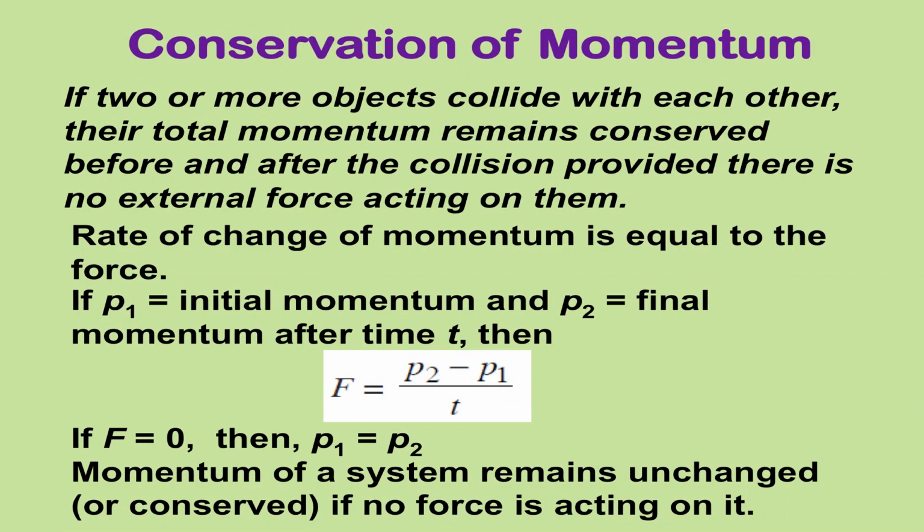According to this law, if two or more objects collide with each other, their total momentum remains conserved before and after the collision, provided there are no external forces acting on them. From Newton's law of motion, we know that the rate of change of momentum is equal to the force. If P1 equals the initial momentum and P2 equals the final momentum after time t, then F equals (P2 minus P1) divided by t.